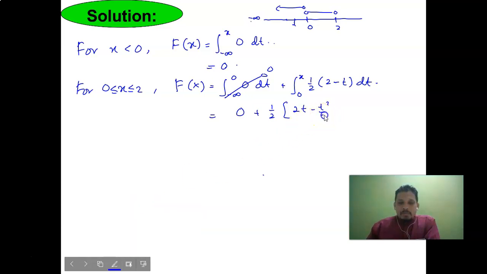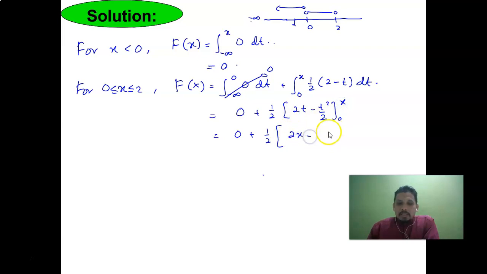T squared divided by 2 from 0 until x. Okay, 0 plus 1 over 2. Now it's time for us to substitute these two t's first with x. So, to replace the t with an x here, meaning that we get 2x, and then x squared divided by 2, x squared over 2.